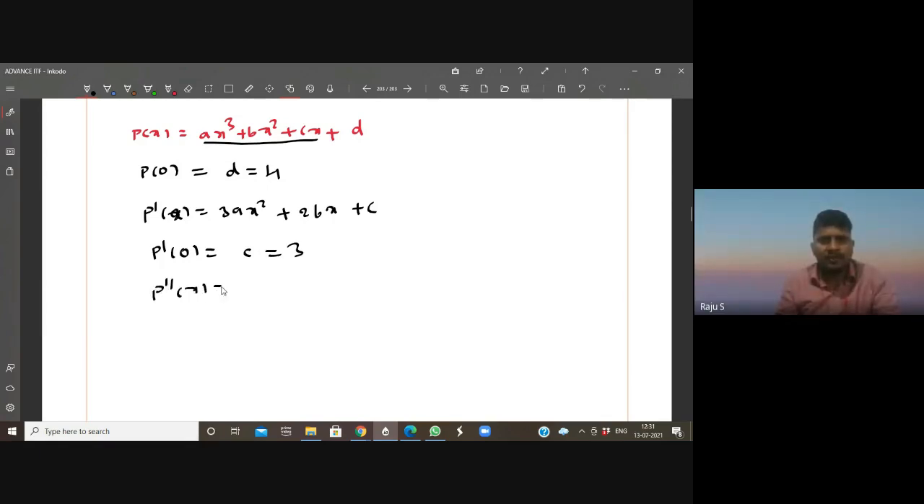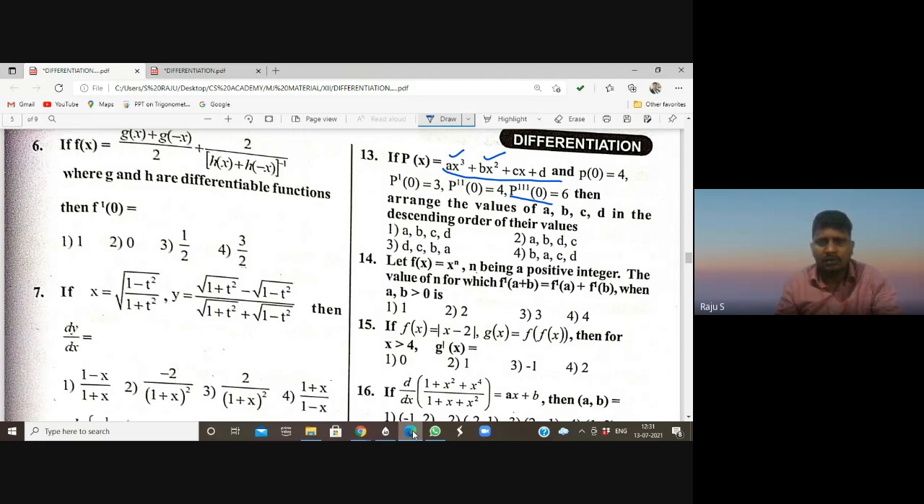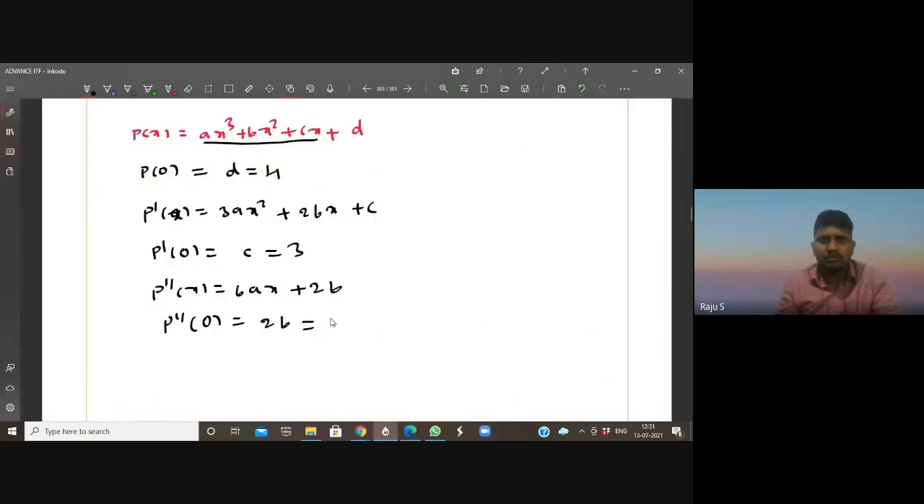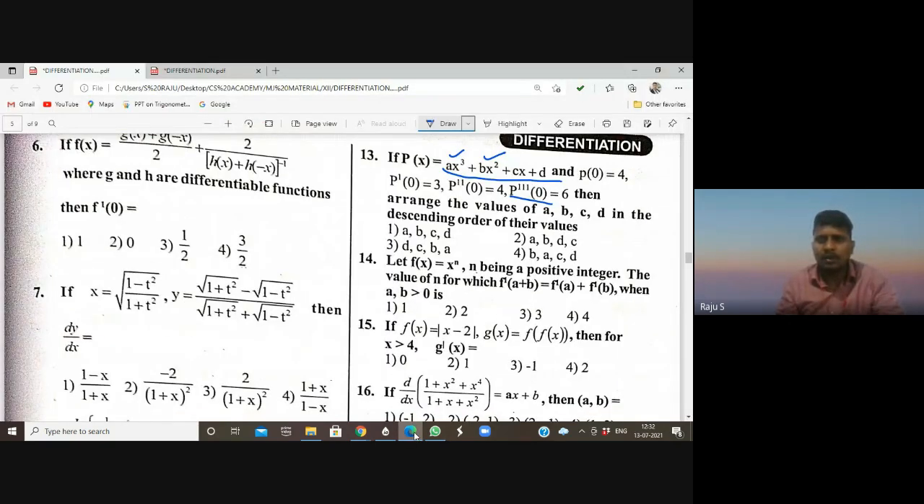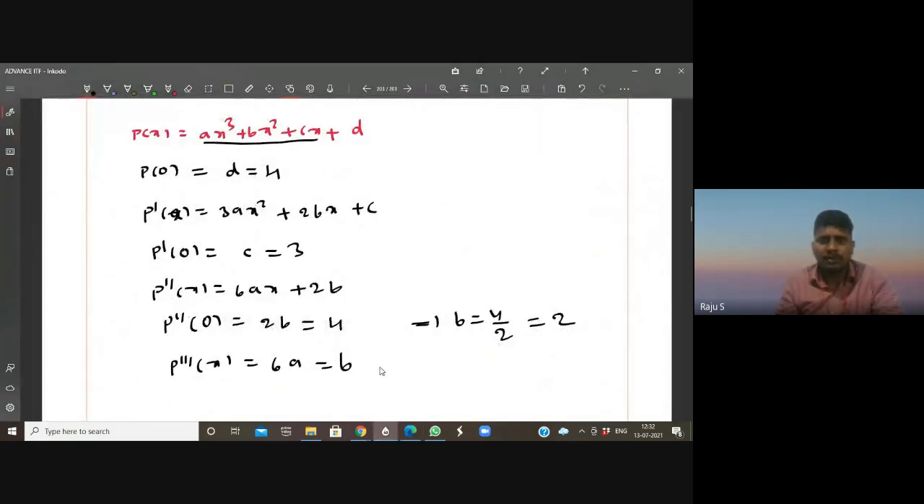P double dash of x is 6ax plus 2b. So p double dash of 0 is 2b, which is equal to, what is the value they gave? 4. So b is equal to 4 by 2, that is 2. So p triple dash of x is nothing but just 6a. 6a is equal to what they gave, 6. Nothing but a is equal to 1. So 1, 2, 3, 4.